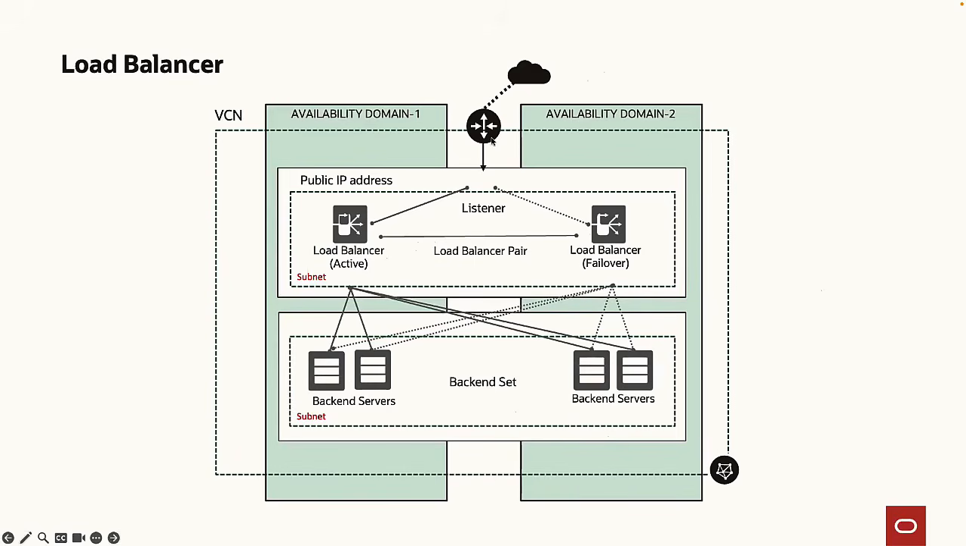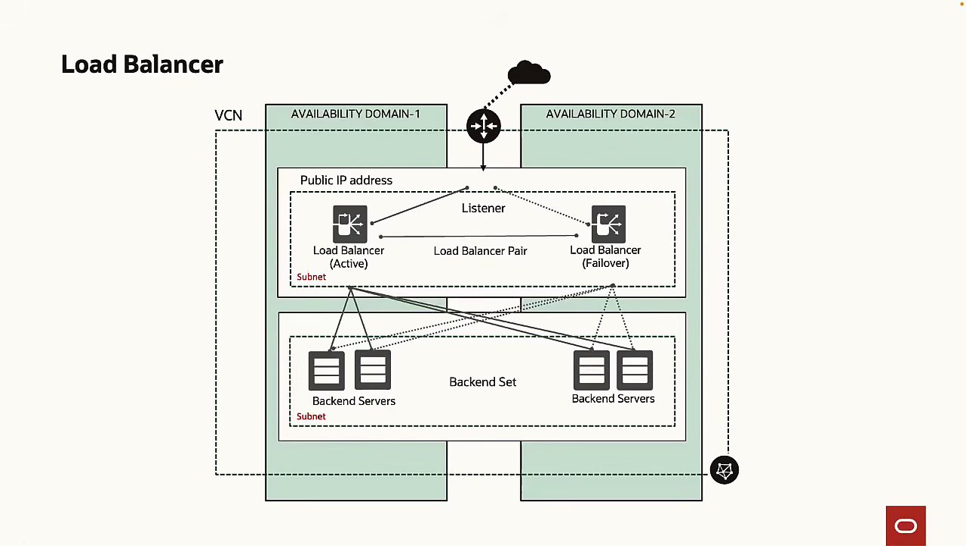It's going to get to the listener. It will see that both of the ADs are up and send traffic to the active load balancer. And based on the algorithm you choose, the load balancer is going to distribute that traffic. So for example, if you chose round robin, it's going to send traffic to the first backend server, then the second, then the third, et cetera, and follow that path or that algorithm.